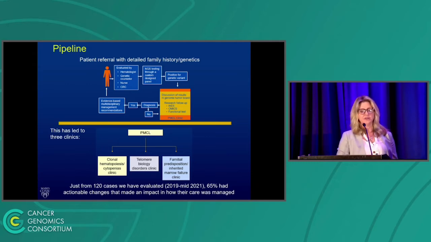One is the Clonal Hematopoiesis Cytopenias clinic. We have a very robust telomere biology disorders clinic where we've been able to merge with patient foundations, and this has been a very robust collaboration. And also familial predisposition and inherited bone marrow failure clinics. So for the Clonal Hematopoiesis clinic, we get referrals from genetic panels for lots of different causes. The outcomes for these patients is not necessarily neoplasia, but some of them progress.